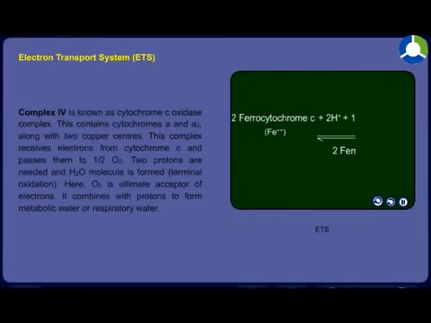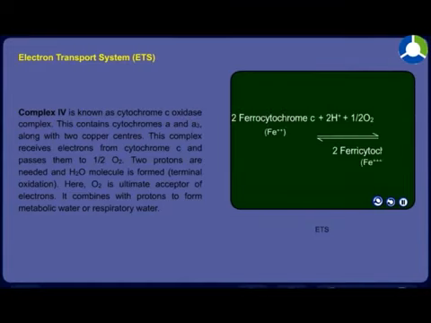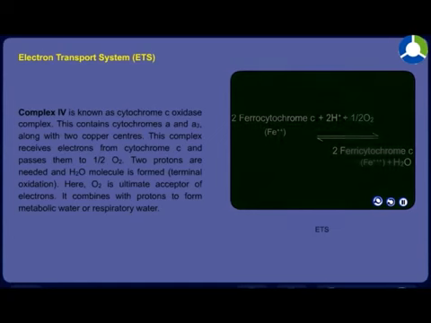Complex 4 is known as the cytochrome C oxidase complex. This contains cytochromes A and A3 along with two copper centers. This complex receives electrons from cytochrome C and passes them to 1/2 O2. Two protons are needed and an H2O molecule is formed. Terminal oxidation. Here, O2 is the ultimate acceptor of electrons. It combines with protons to form metabolic water or respiratory water.